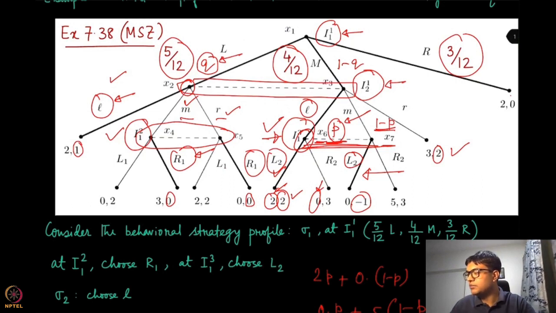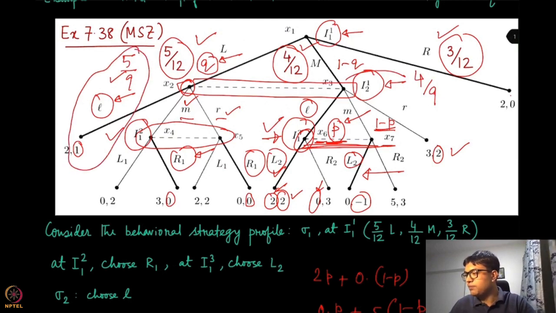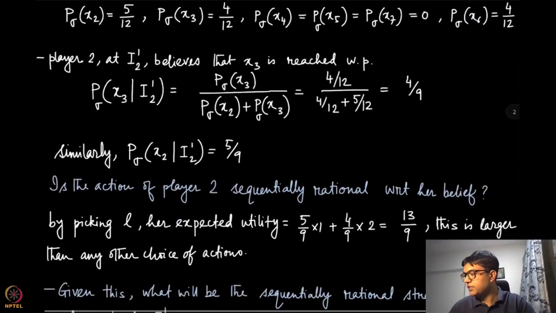So here, if player one is using this mixed strategy in the first round, then you can find this Q, that is the belief of this player. You can find that to be 5/9, and this belief here will be 4/9. So clearly you can see the expected utility of playing L under this situation is strictly better than playing R under this belief system. So that is essentially the calculation that we have seen.